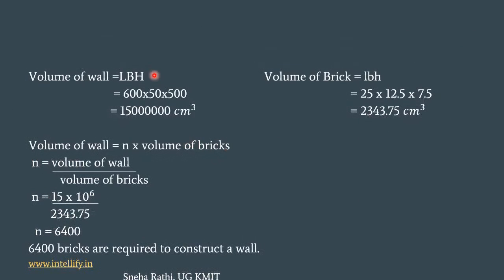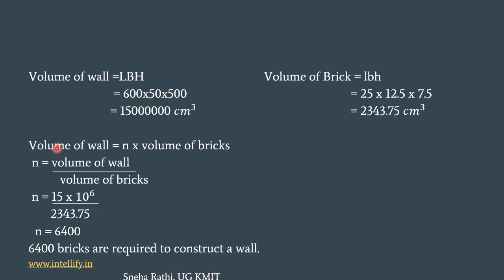See, volume of wall is equal to LBH. So when you multiply 600 into 50 into 500, you'll get 15 into 10 power 6 centimeter cube. Now volume of brick will be LBH: 25 into 12.5 into 7.5. You'll get 2343.75 centimeter cube.